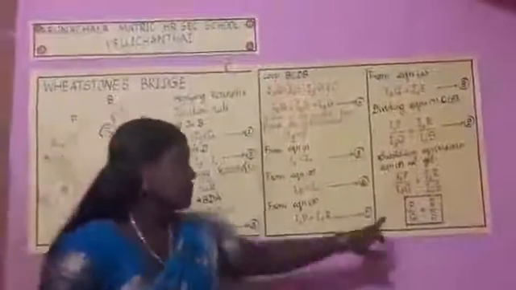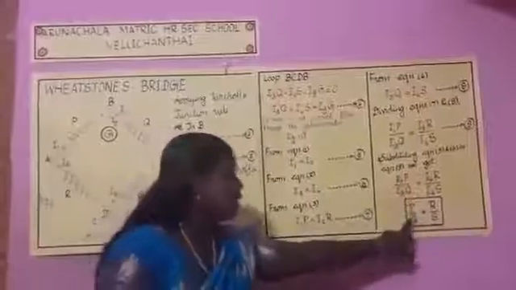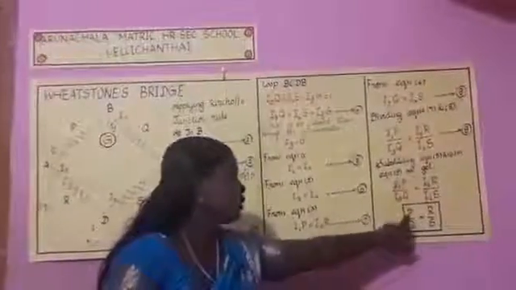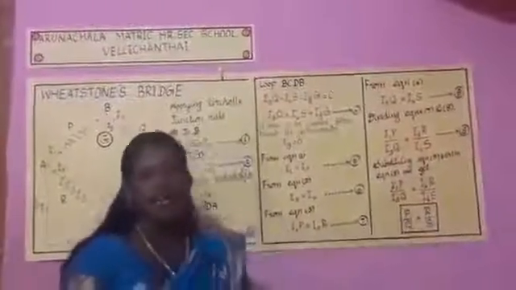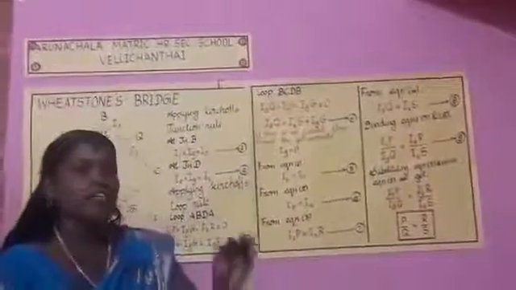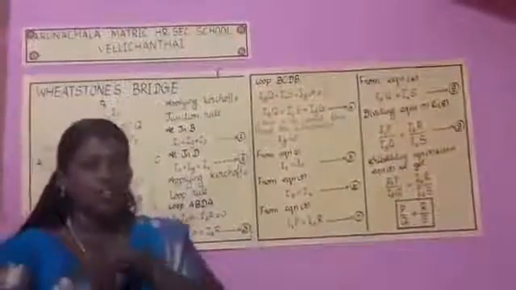So 4 resistors are there. Suppose one is unknown, then it can be calculated from the other three. So this is the condition for bridge balance in the Wheatstone bridge.